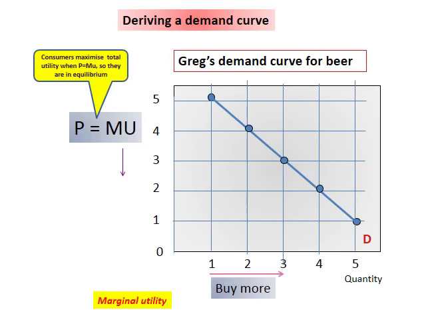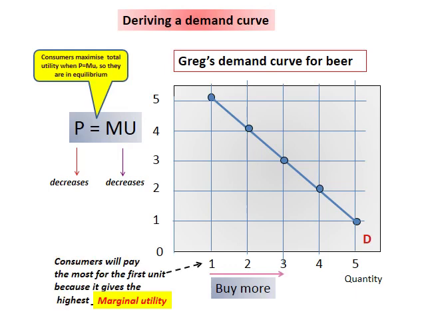Now for Greg to maximize his total utility, he will not pay a price below his marginal utility. Now Greg knows his marginal utility is going to go down, so the price he pays must equal his marginal utility. So the price also must decrease for him to stay in equilibrium. And in equilibrium, he'll maximize his total utility. So that's why Greg is willing to pay most for the first unit, because it gives the highest total utility.